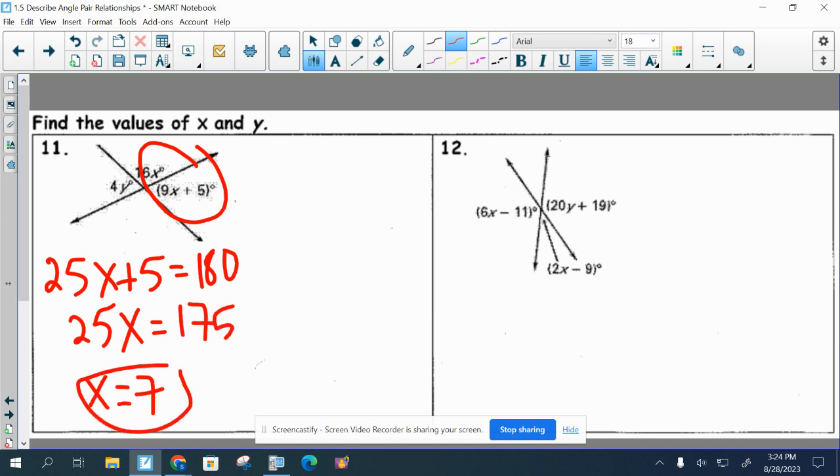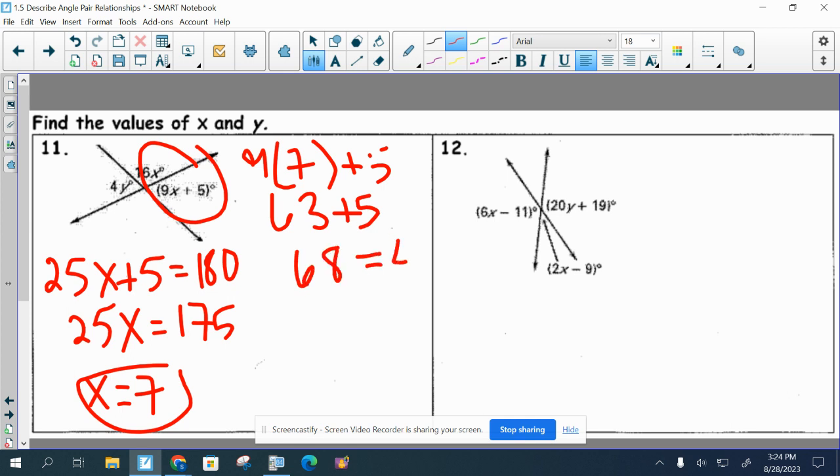So I found x, and then I'm going to plug x back into this equation. So 9 times 7 is 63, plus 5, which is 68. And then I would set that equal to 4y, since these are vertical angles. Divide by 4 on both sides. So 68 divided by 4 is 17. So y equals 17.